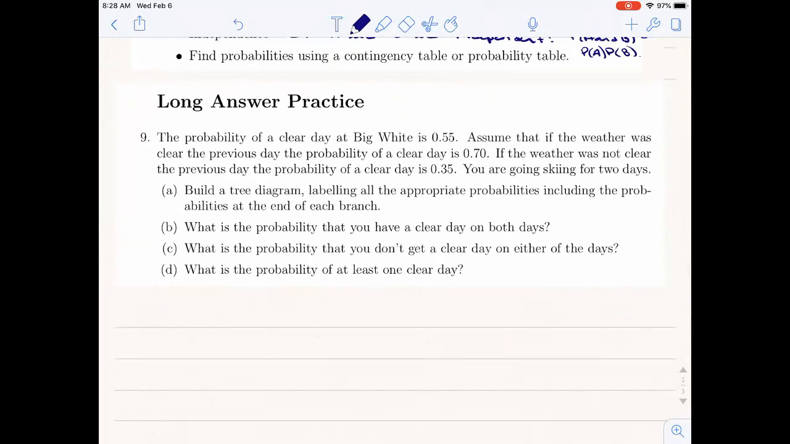I made these probabilities up, so don't put any money on it or anything.